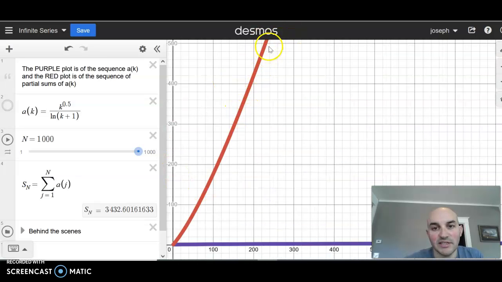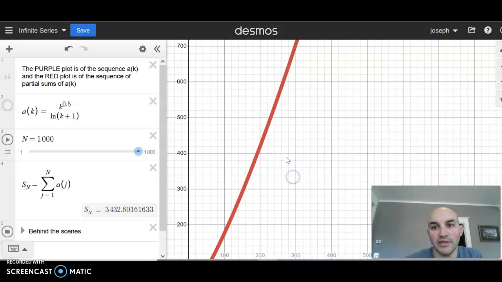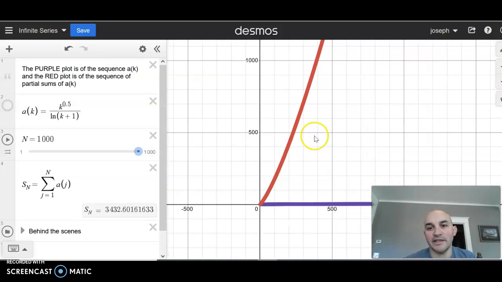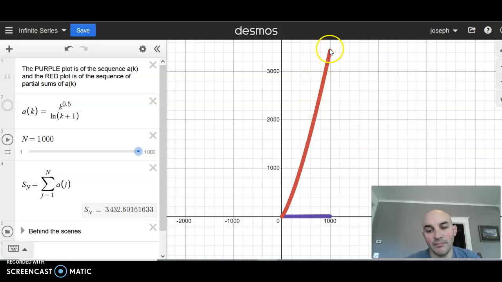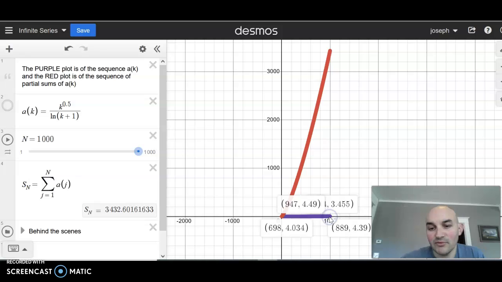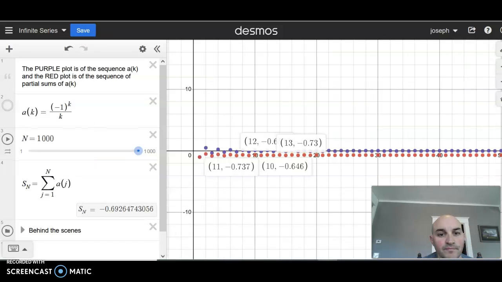So we see these sums growing and growing, which indicates that there is no convergence for this series, though there may be convergence for this sequence. So that's kind of interesting. I'm going to pause for a second.